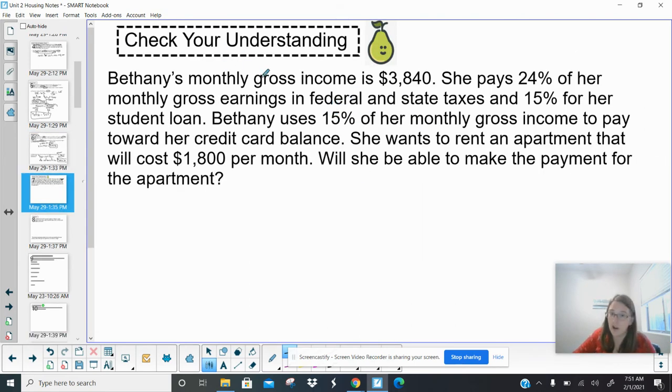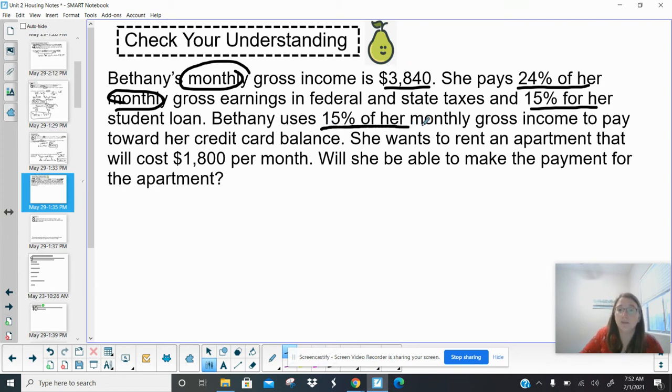This one you're going to try on your own. Here is her monthly income. So this is already good to go. It's already a month. She pays 24% of her monthly gross earnings, good, in taxes, 15% of her monthly gross income for student loans. She uses 15% to pay towards credit cards, and she wants to be able to rent an apartment that costs this much. Will she be able to make the payment for the apartment?